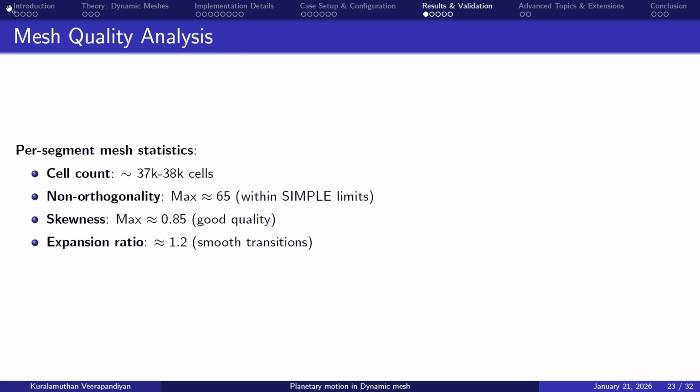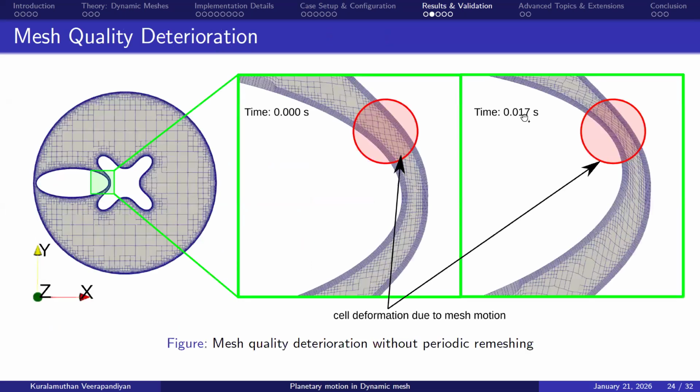The mesh quality analysis yields a cell count of 35,000 to 38,000 cells, non-orthogonality with a maximum of 65, skewness of 0.85, and an expansion ratio for the inflation layers of 1.2, which is a smooth transition. As I have discussed earlier, after 0.017 seconds the mesh tends to deform too much. We cannot use this particular mesh after 0.017 seconds.